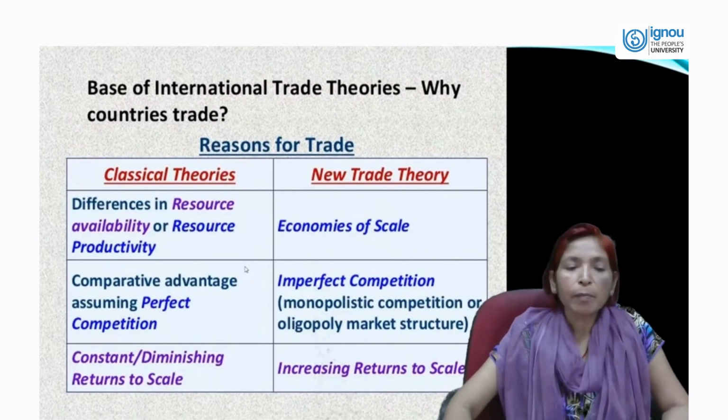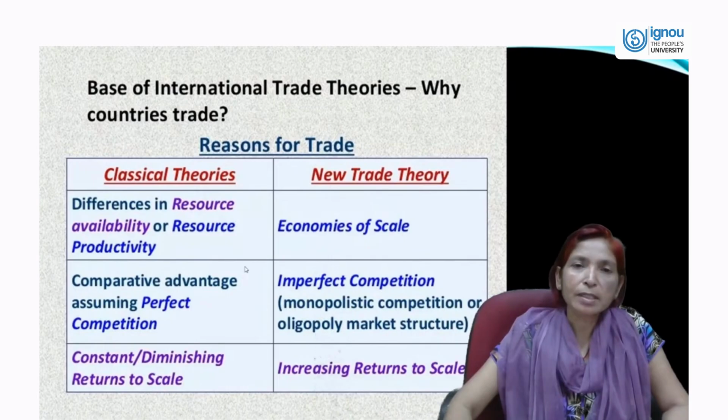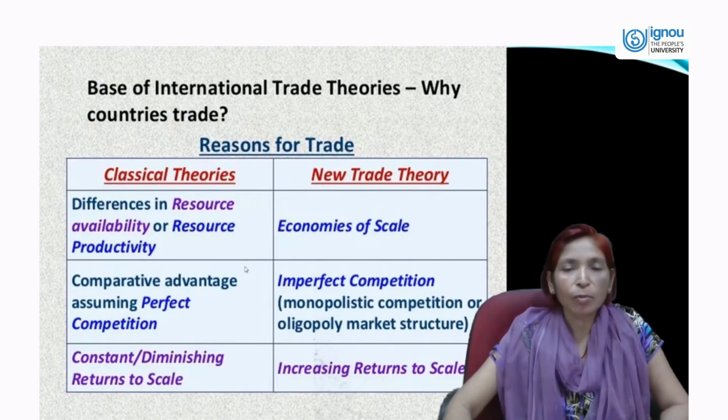According to classical theory, the comparative cost advantage theory assumed that perfect competition exists in the market, where a very large number of buyers and sellers exist and all produce a homogeneous, same product. The third assumption is constant or diminishing returns to scale. Classical theory assumed that constant return is applicable. The law of constant return tells us that if we are using 10% more input and we are getting 10% more output, it means the ratio of input and output is the same. That is called constant return.